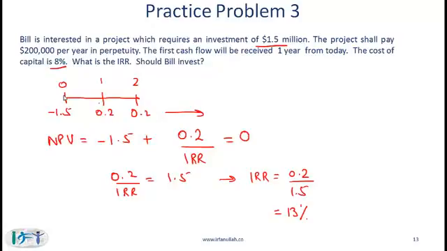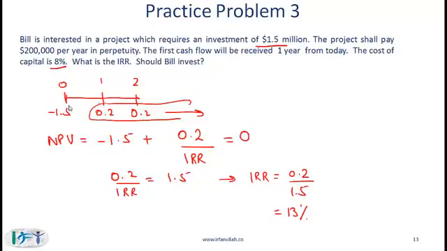The NPV for the project is equal to minus 1.5, and we are working in millions here, so that's the initial investment, plus at time 0 the present value of the future cash flows. What we are getting starting year 1 is a perpetuity of 0.2 million. The present value of this perpetuity is 0.2 divided by the rate, and the present value will be one period before the first cash flow. So the present value of 0.2 divided by rate is at time 0.